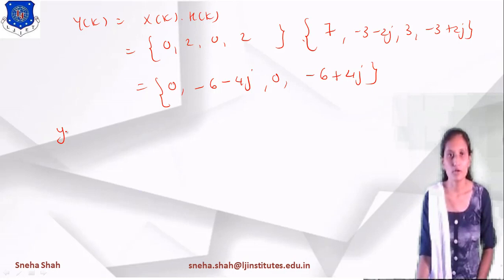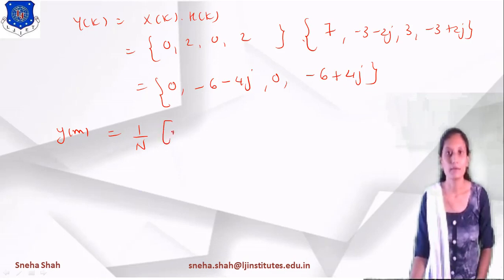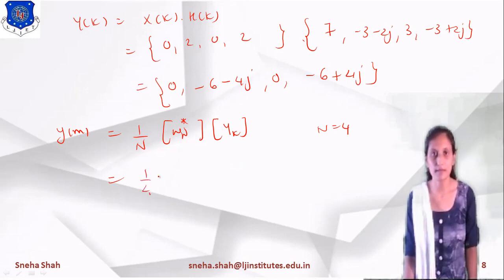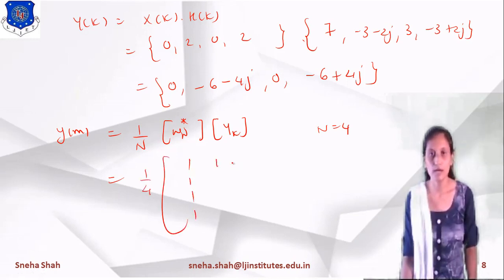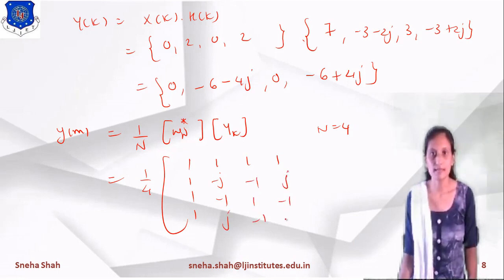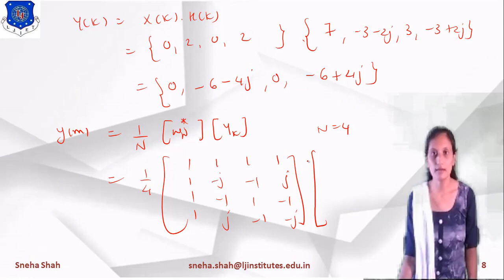Now from this, if we want to find out y of n, then what is the value of y of n? 1 by n, W n conjugate, multiplied with this Y k, right? Over here the number of terms is 4, so the value of n equals 4. So 1 by 4, times the matrix: 1, 1, 1, 1, next row 1, minus j, minus 1, j, and so on. This will be multiplied with this Y k. Y k will be represented in column form: 0, minus 6 minus 4j, 0, minus 6 plus 4j.